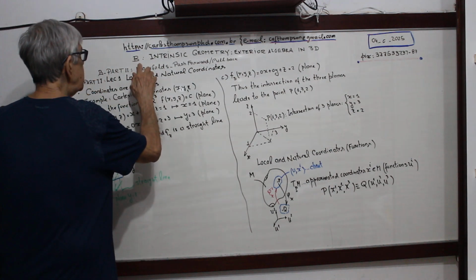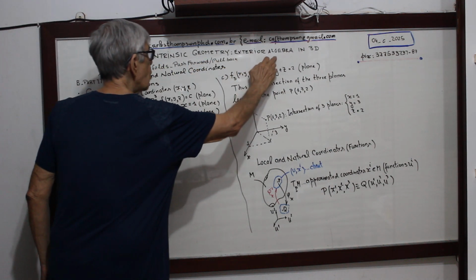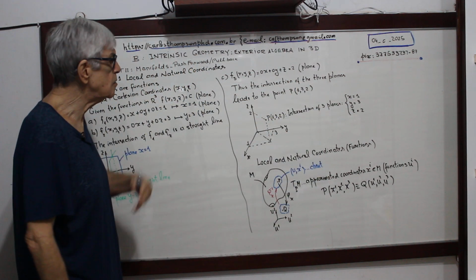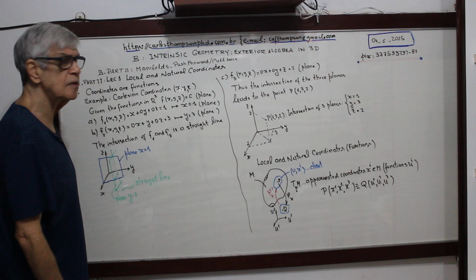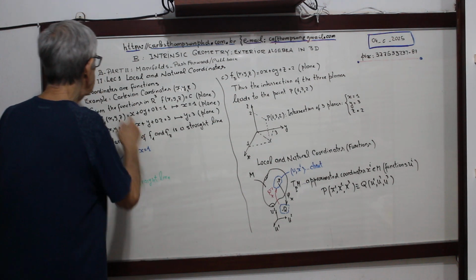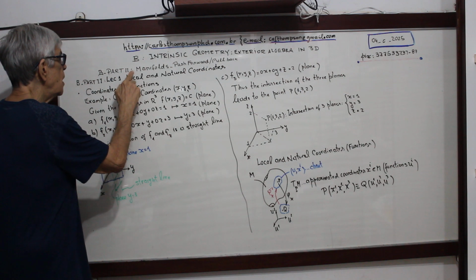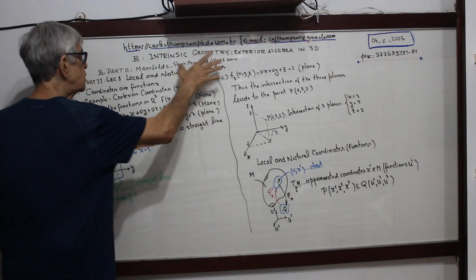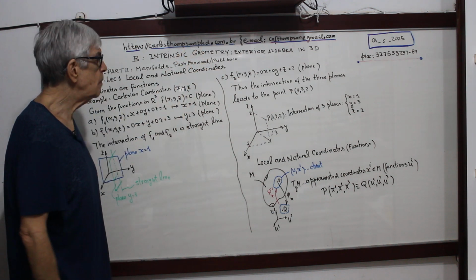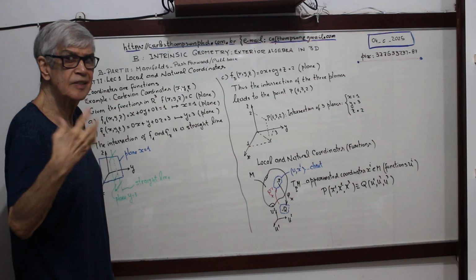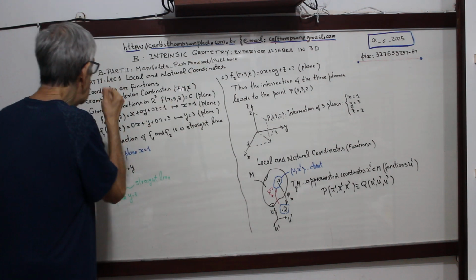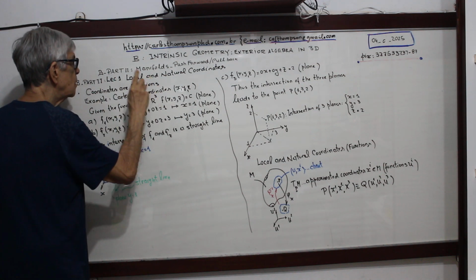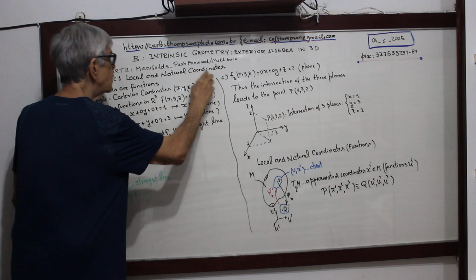Now, B: intrinsic geometry, exterior algebra, in 3D or 2D, 4D; you see that D is the dimension. Now, B part 2: manifold, push forward and pull back. You see here that we will present this concept. Now, B part 2, lecture 1: local and natural coordinates.